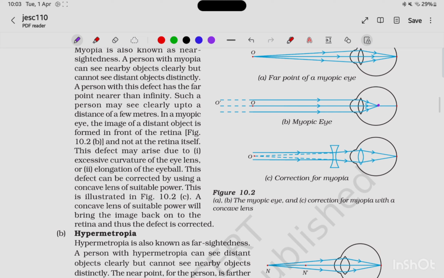So if you see, when the object was at infinity, our eye converges it before the retina and it gets all messy, right? But if we are using a concave lens, then the concave lens already diverges the light rays just before they reach the eye, so that when we converge it again, it shall reach in the correct position.